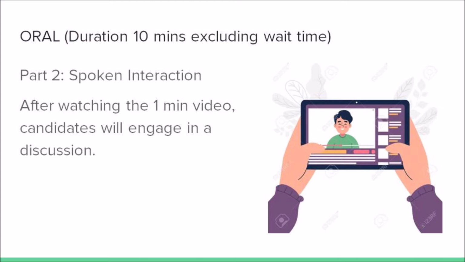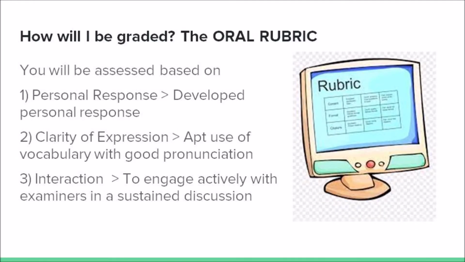You'll be asked to watch a 1-minute video, and then after which you'll be engaging in a discussion with your examiners. So, how will you be graded? This is the oral rubric. The first part that you'll be graded on is the personal response. You are supposed to develop a personal response for any of your oral questions, which means you have to tell yourself PEEL. You give a point, you need to elaborate and provide examples. Always link back to the question given by the examiner.